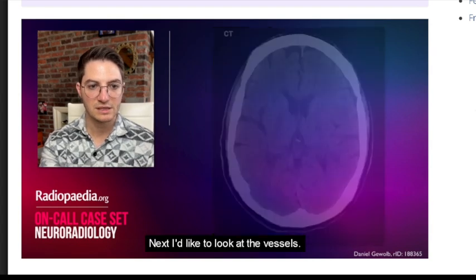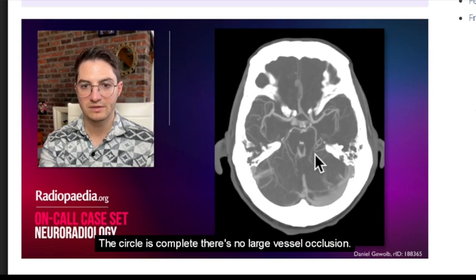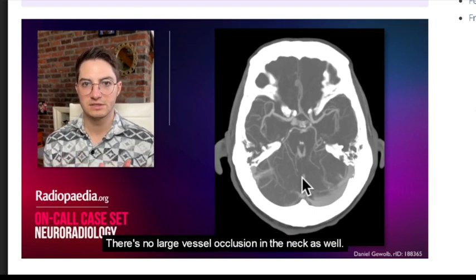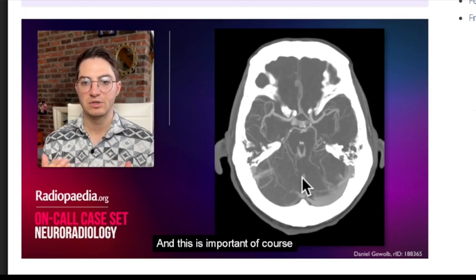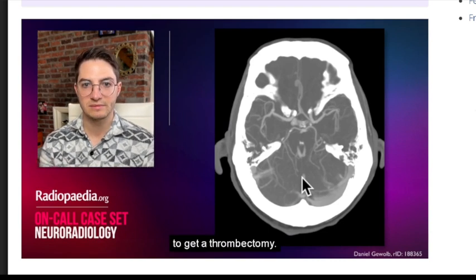Next, I like to look at the vessels. I'm going to show you quick MIPs. The circle of Willis is patent. There's no large vessel occlusion. There's no large vessel occlusion in the neck as well. And this is important, of course, because this would be an emergent finding that the patient might need to go urgently to get a thrombectomy.